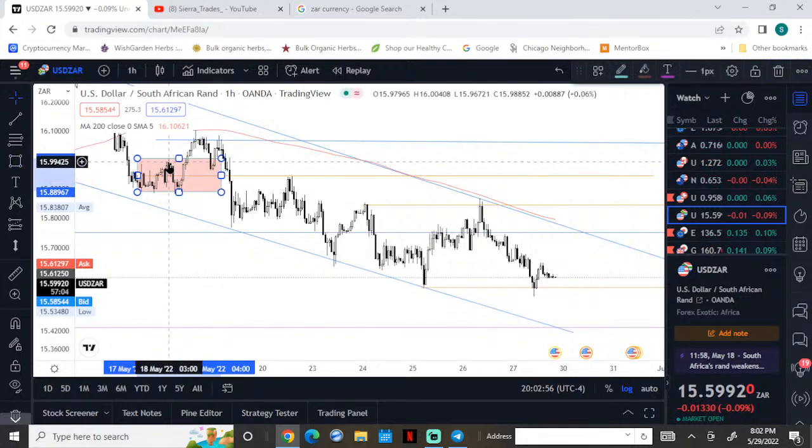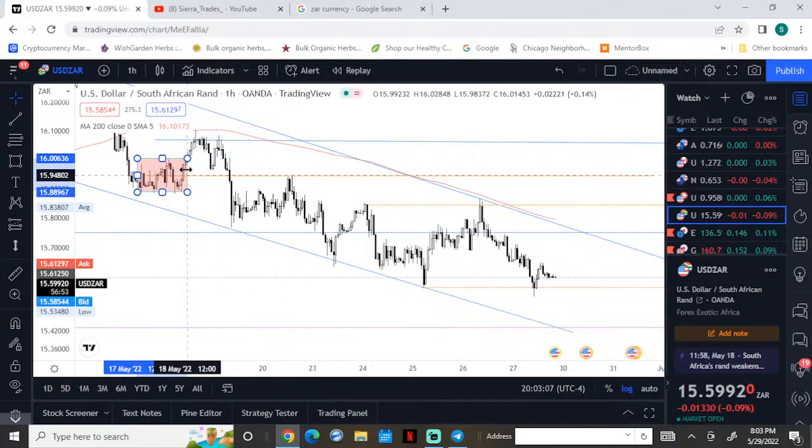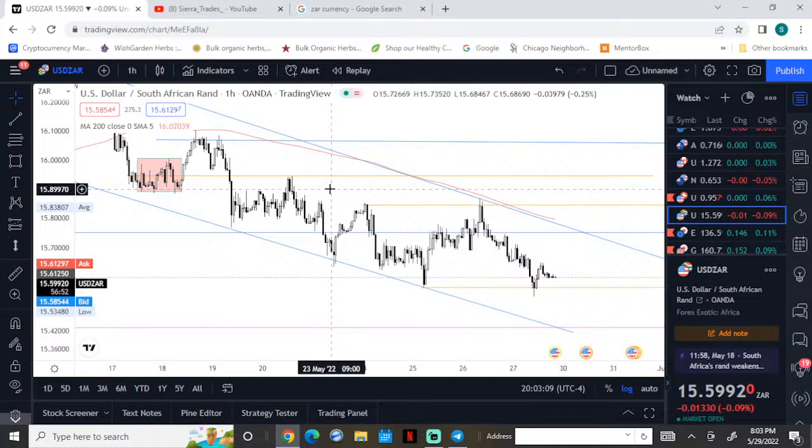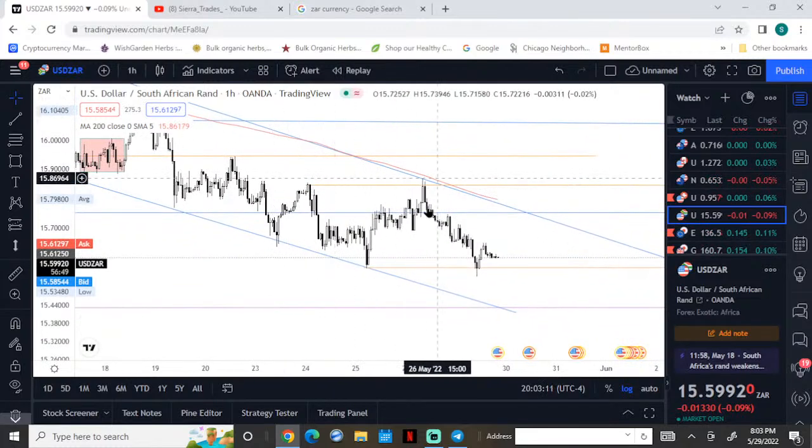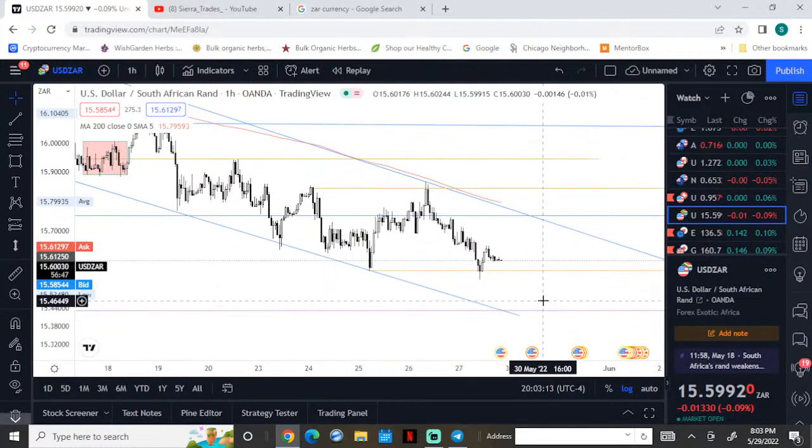And it broke out, came back and retested here. And it came back and retested here. It wasn't quite up here, but this was our last area. So that's why I'm going to mark this area right here. And of course, we got 2 touches here and 2 touches here.